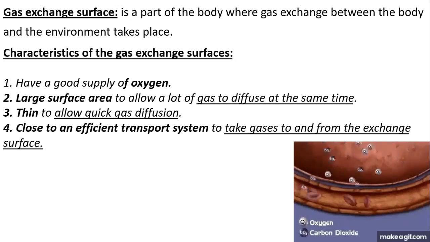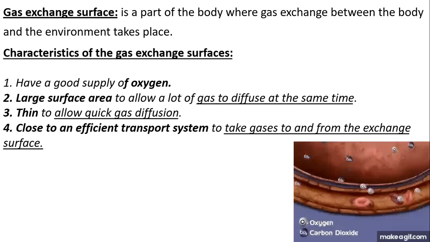Also, it has to be a large surface area. Of course, because if it's a small surface area, the amount of oxygen that will be able to diffuse or pass will be small. We don't need a small amount of oxygen. We need a lot of oxygen, because every cell in our body will do aerobic respiration. So we need a large amount of oxygen to diffuse at the same time, and also carbon dioxide to leave. So the surface area must be a big one to allow this diffusion easily.